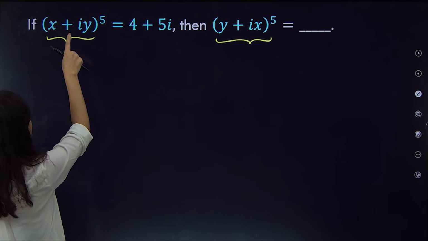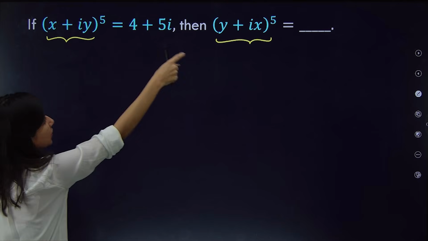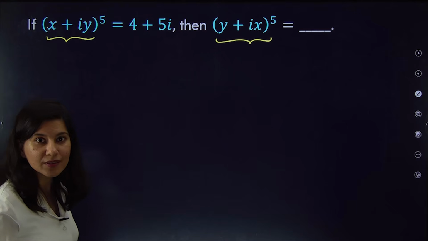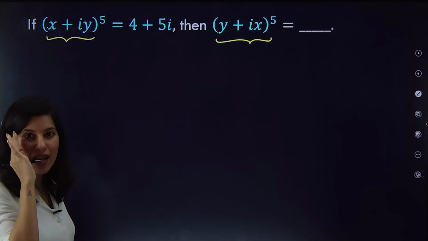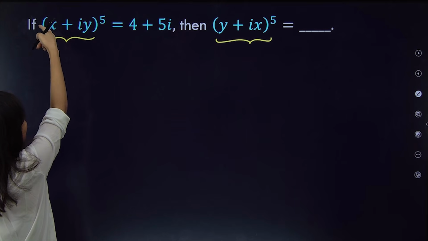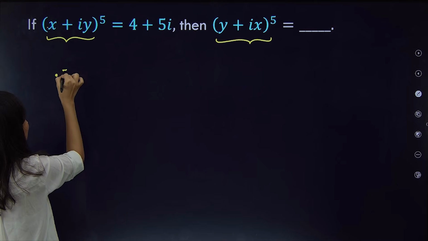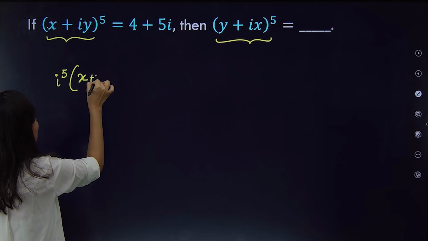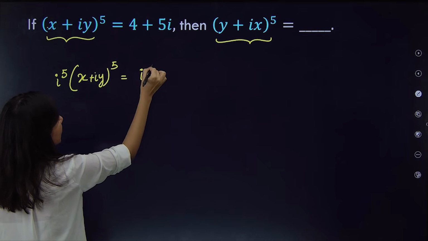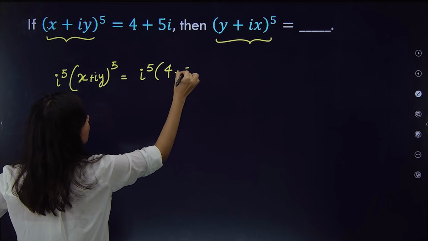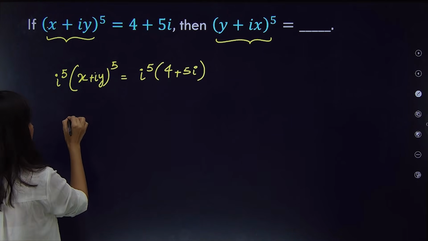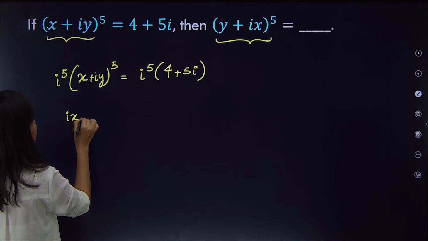Now what I will do is, because iota is involved with x over here, why don't I introduce iota over here? So that is the first step I have clear in my mind. Let us introduce iota over here. To introduce iota, I need to multiply i^5 on both the sides, because I want to send iota into this bracket. i^5 times (4 + 5i), and i^5 goes inside.